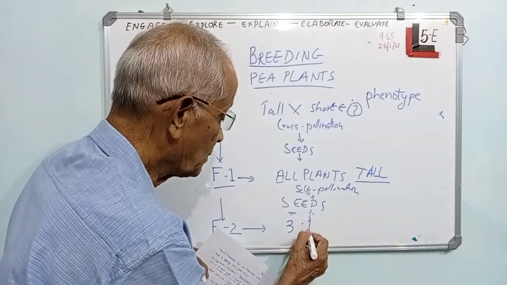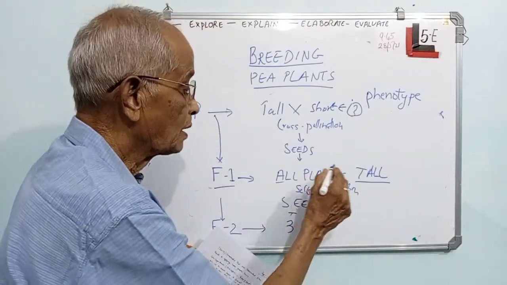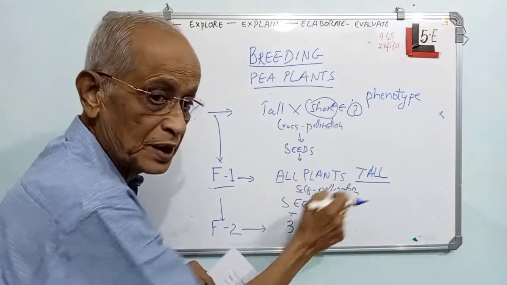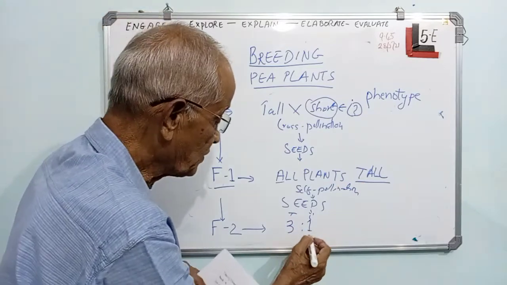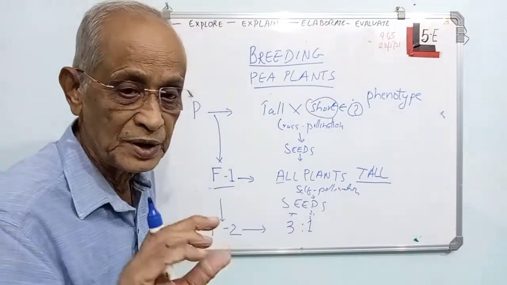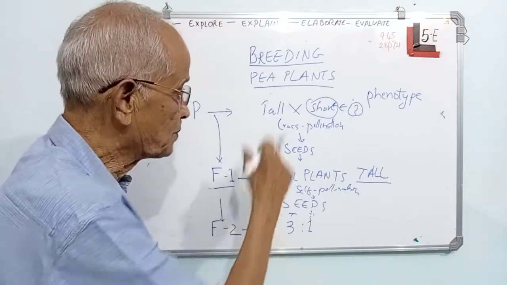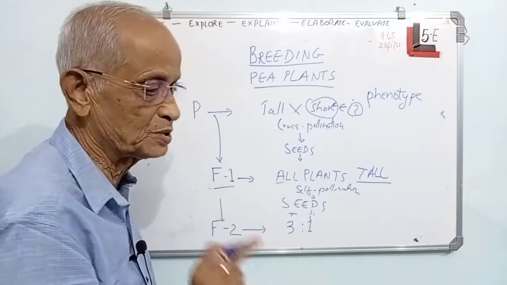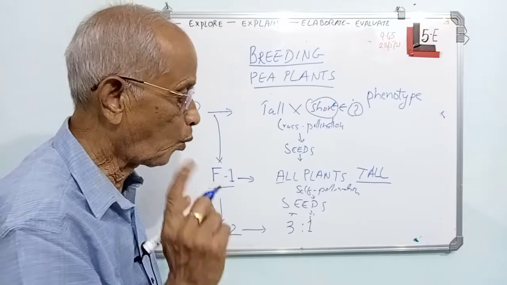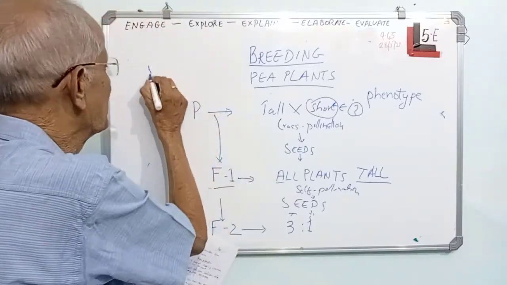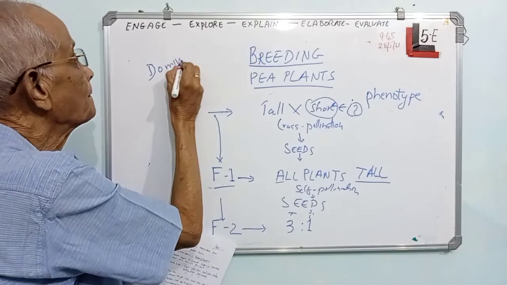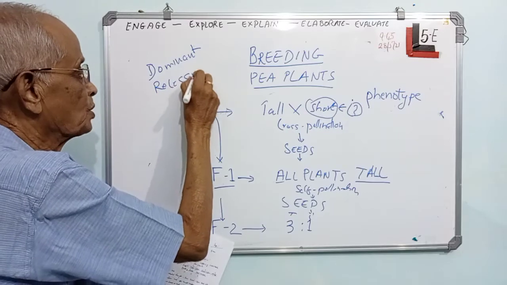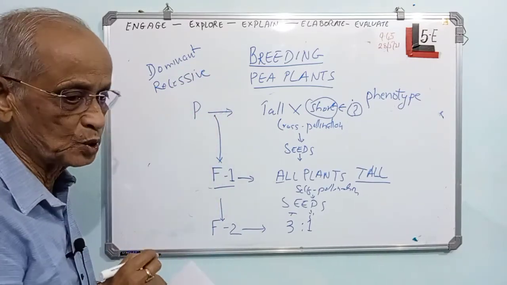So what happened is, the trait shortness that was hidden in the F1 generation now shows up in the F2 generation in a small way. From this type of study he came to a conclusion: if we study one trait, then one will be dominant. It expresses well, and the other will be recessive, which will not be shown. Thus, the law of dominance came into being.